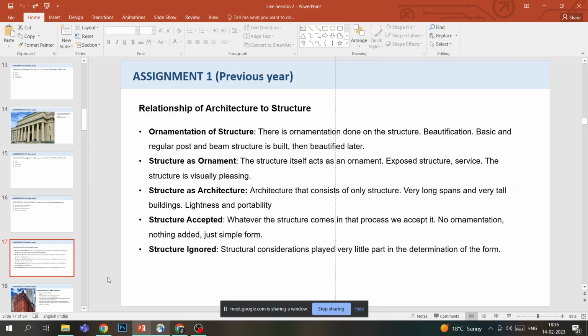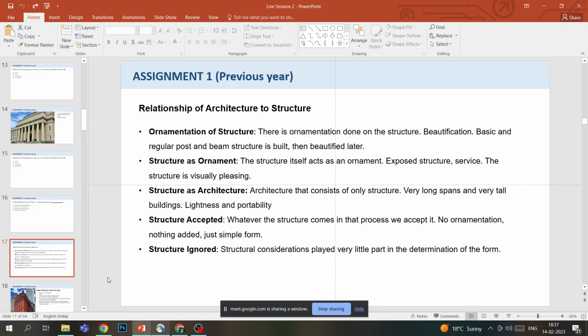Moving on to the next one, which is structure as architecture. Architecture is anything and everything around you. Where you're living, where you're studying, where you're working, all those buildings, everything is architecture. Any kind of structure ever built is a part of architecture. So this type will include things in which the entire architecture is only structure. There are no walls, there are no other things involved. The entire structure is itself the architecture.